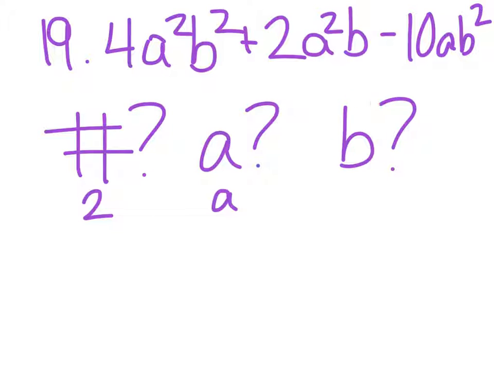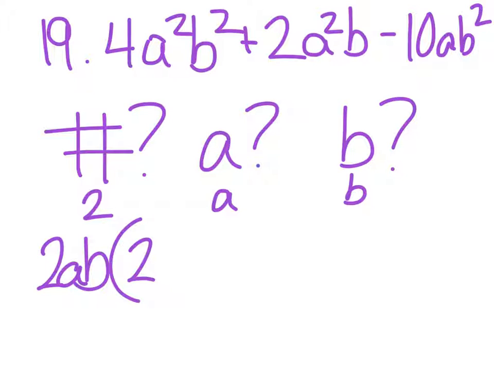And then last one, look at b. What do they all have in common? B squared, b, b squared. So it looks like b. So now you have to divide each term by what you are factoring out, 2ab. So I'm going to put 2ab out here, and then inside the parentheses I will end up with 2ab, because this times this will equal that. 2 times 2 is 4, a times a is a squared, b times b is b squared.